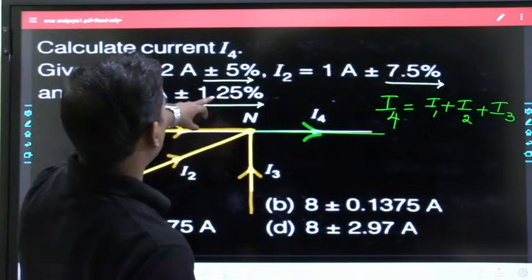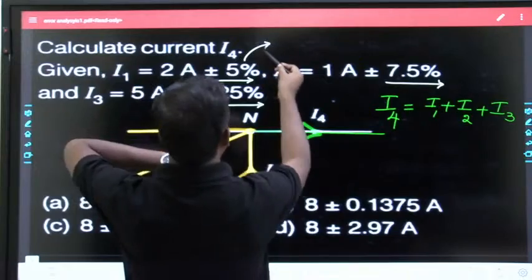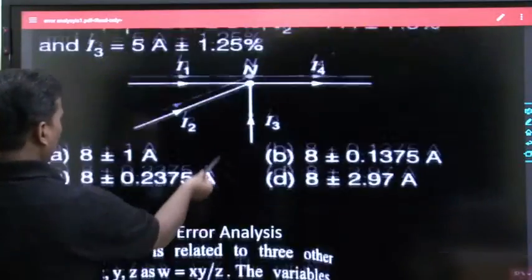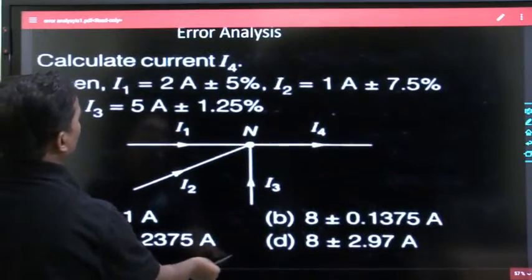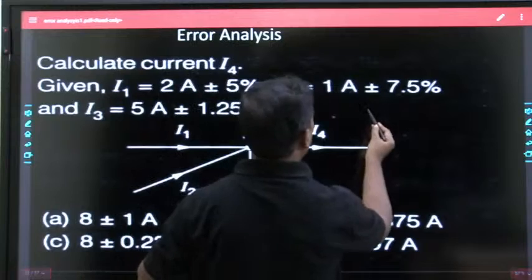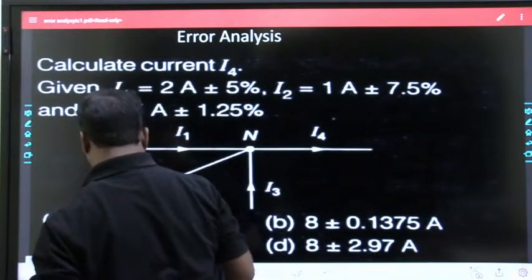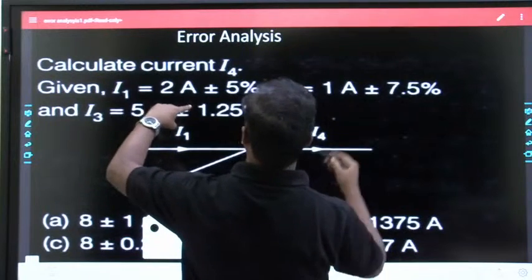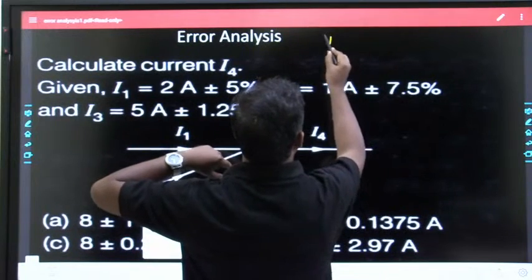these are percentage errors. Am I right? So these all are percentage errors. Suppose if you take the percentage error, you can get the absolute error. So what is absolute error? I can write here, absolute error. What is absolute error? I can write 5% of 2 amperes.